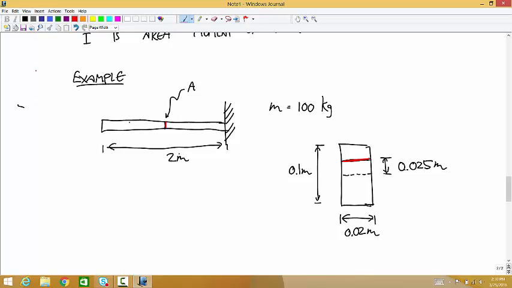Sorry, that's D. That's D then. Oh, no, that's not D because for D, we're going to take the area here, find the centroid of it, and then calculate the distance from the neutral axis to the centroid.